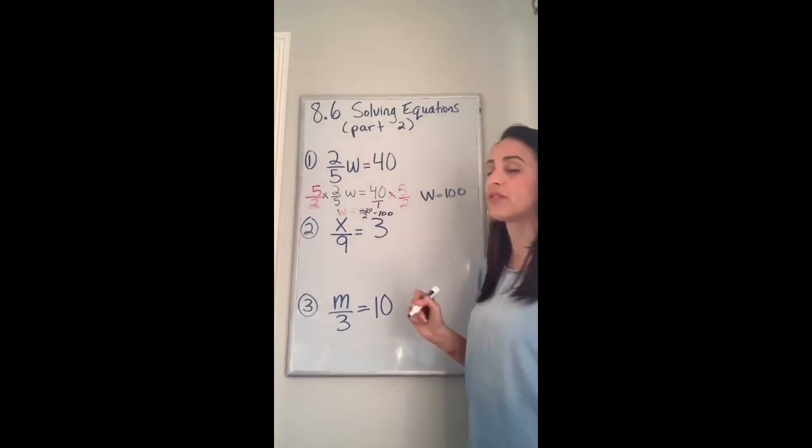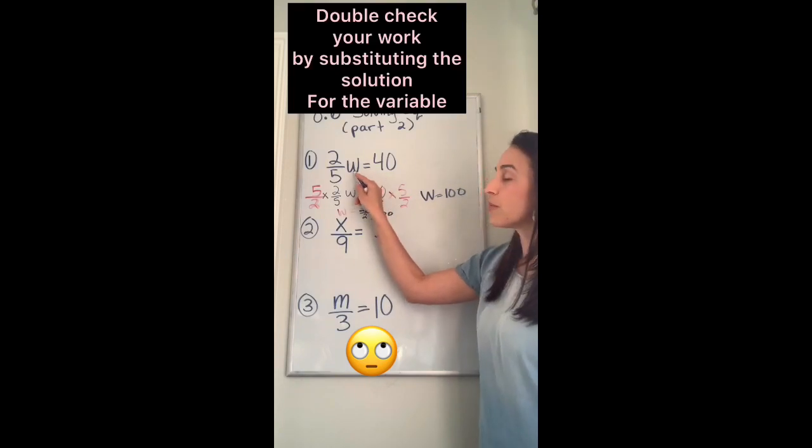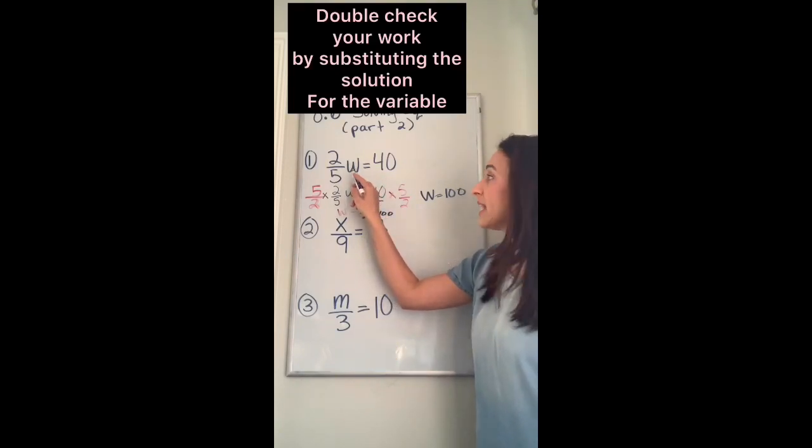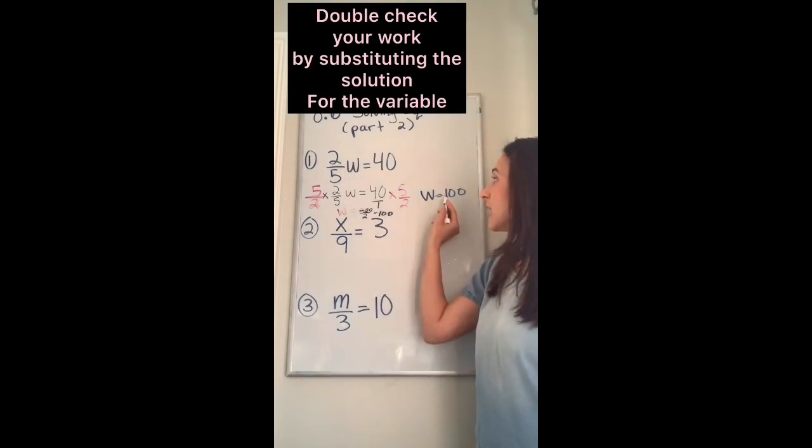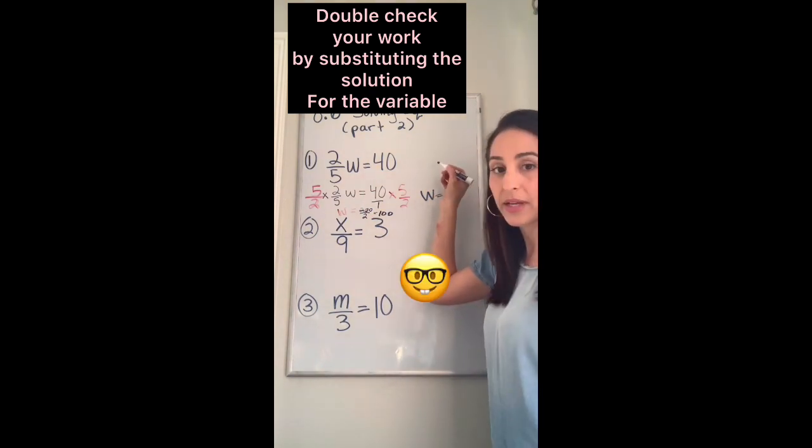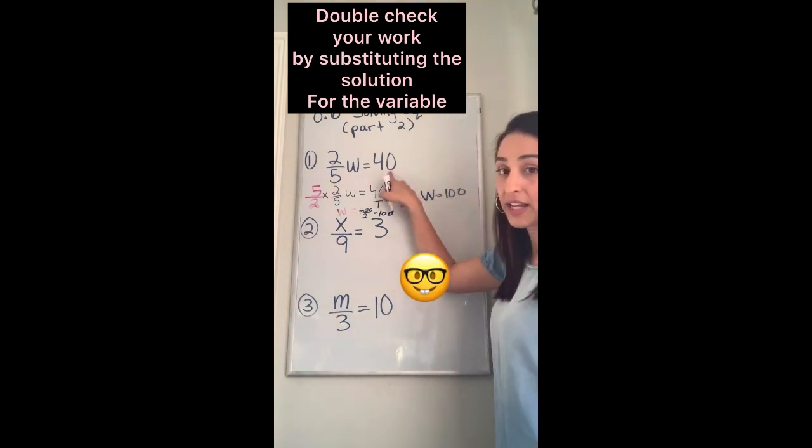Now, how do I know if this is all true? I go back to my original equation, and I would put 2/5 times 100. Okay, let's just do it. Let's see what's up. We're supposed to get 40 as the answer.